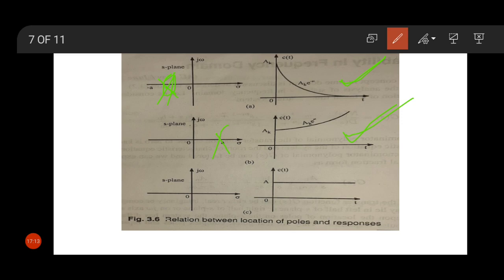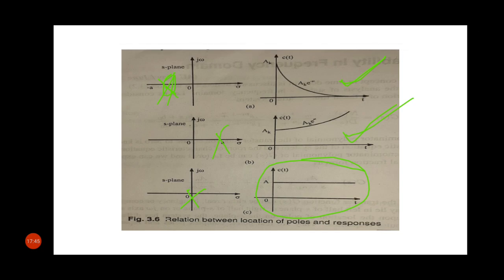If the pole is at the origin, the response is a constant value for t greater than 0. That means in figure C, the pole lies at the origin. So for this, the impulse response is a constant value for t greater than 0. These all happen if the poles are real.